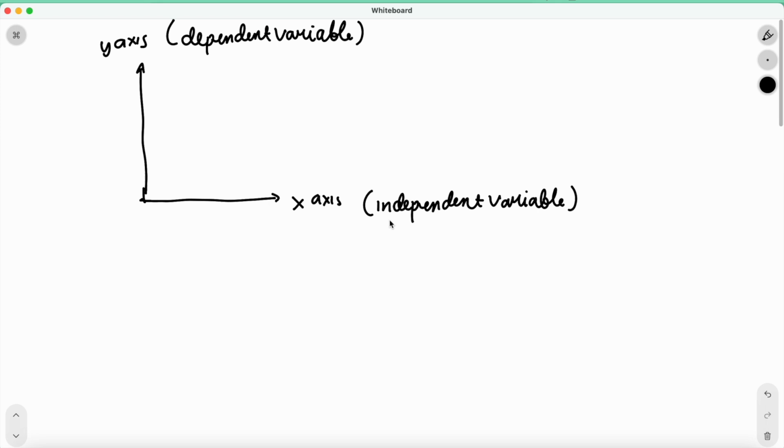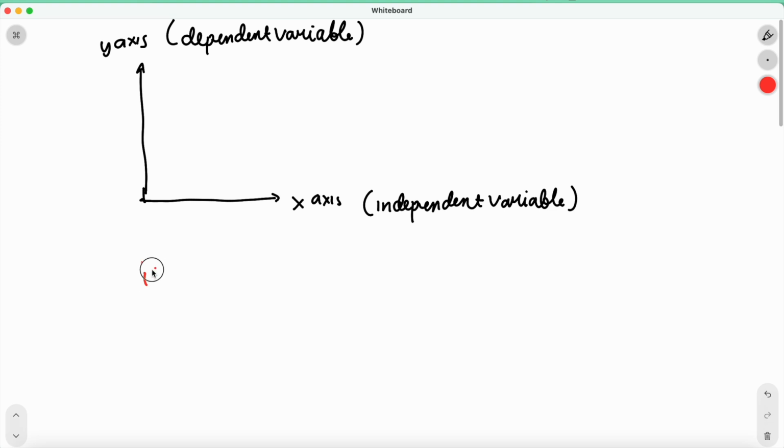So when we say independent variable, it does not rely on anything. So it is a fixed value. It is a value as it is. It doesn't rely on any variable. Hence, it is independent. However, the dependent variable is reliant. It is reliant on the x or the independent variable. So the dependent variable relies on the independent variable.